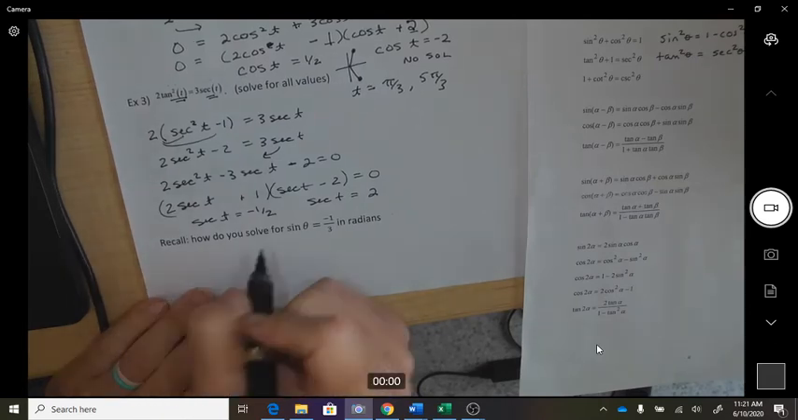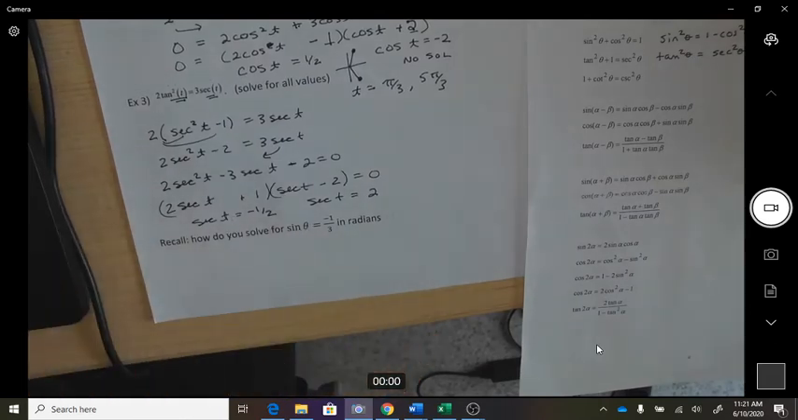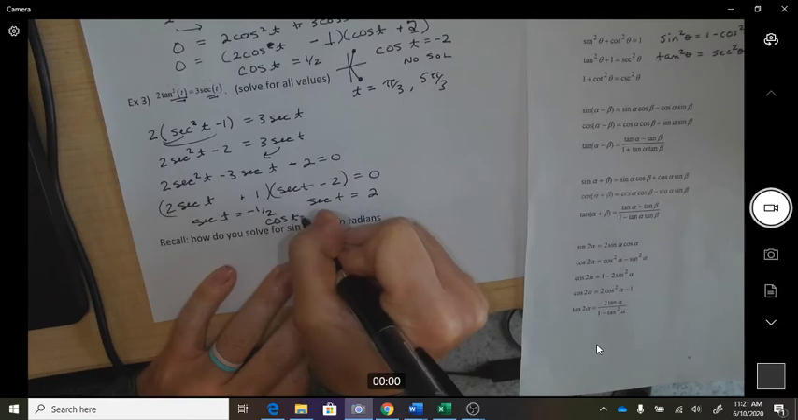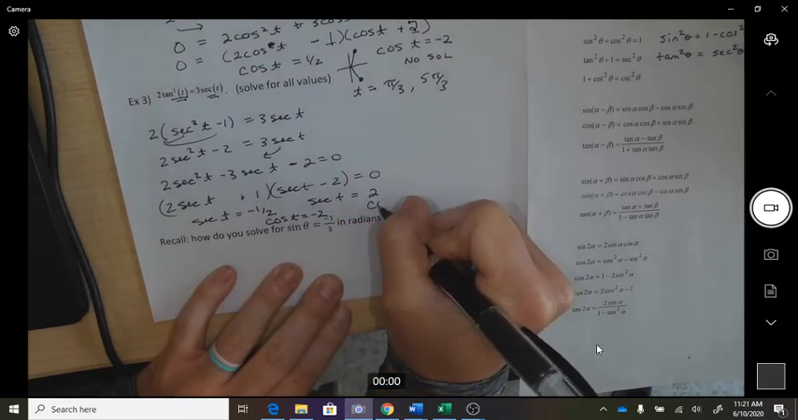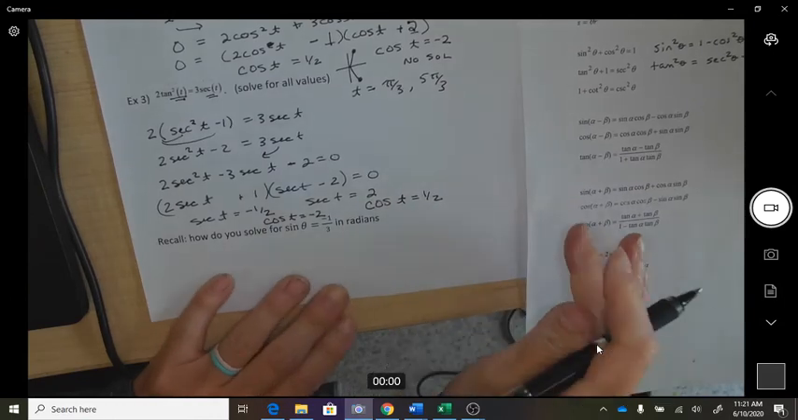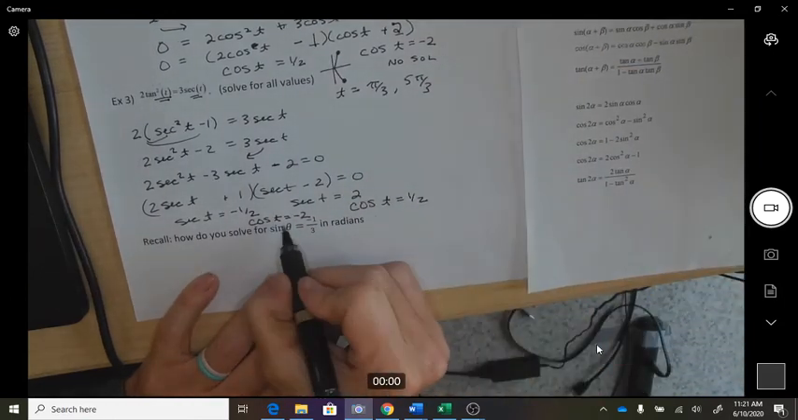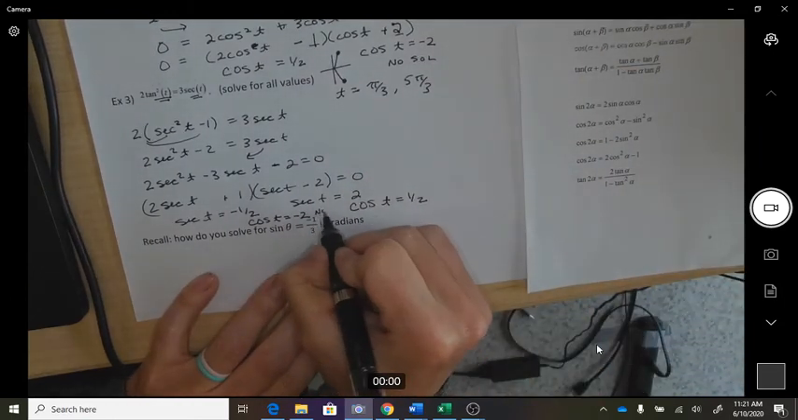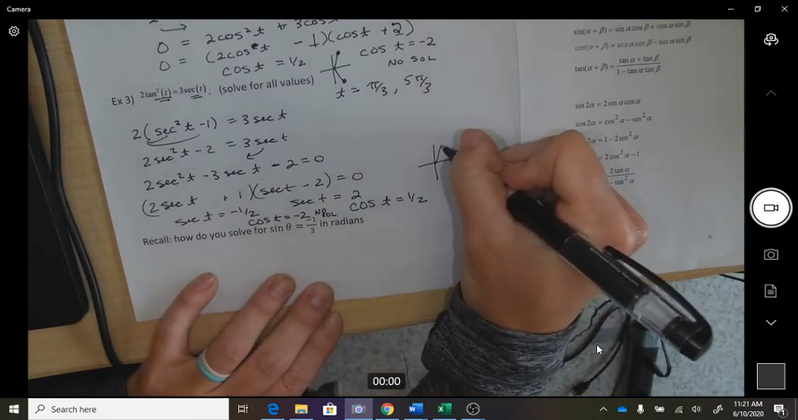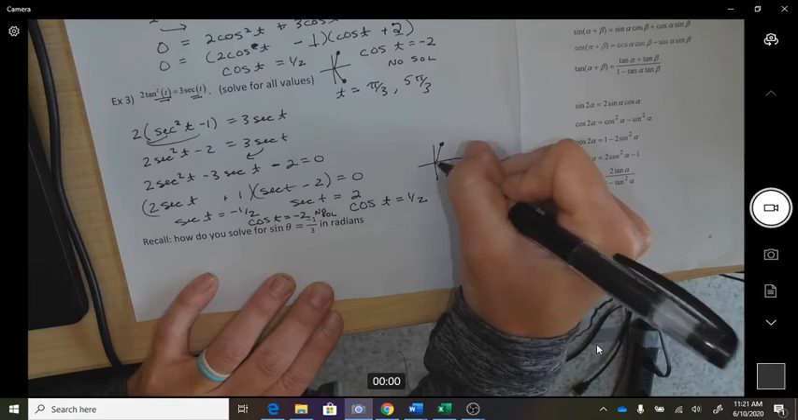Okay, so we don't solve for secant though. So what is secant the reciprocal of? It would be cos. So I can rewrite this as cos of the angle would have to be negative 2. Cos of the angle would have to be 1/2. Now this, there'd be no solution for. And this, where's cos 1/2? Well, same one we had before.